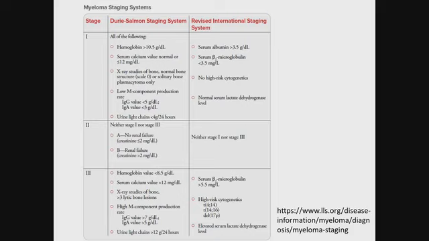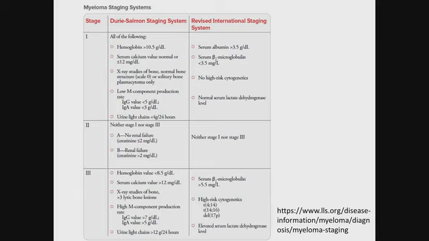If you go to stage 3 here, you see that the M component levels are much higher. If you look at X-ray studies of the patient's bones, you'll see that there are lytic bone lesions, which are caused by the disease and really represent an advanced status of the disease. And if you were to measure from the patient's urine the amount of light chain production, you see that it has much larger values as well. Now, this is an older staging system.